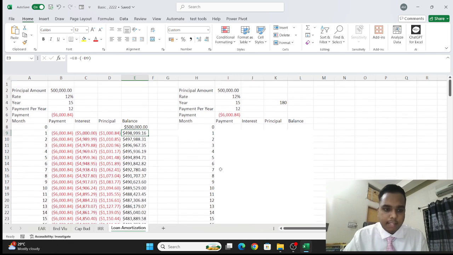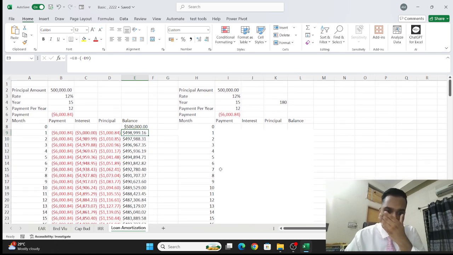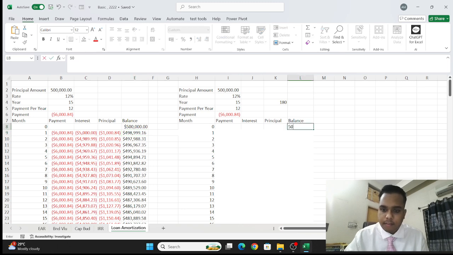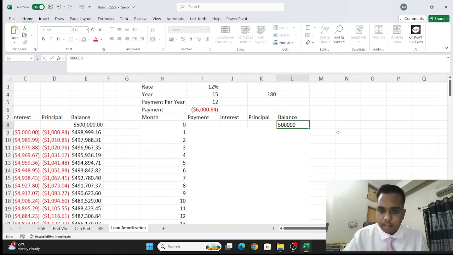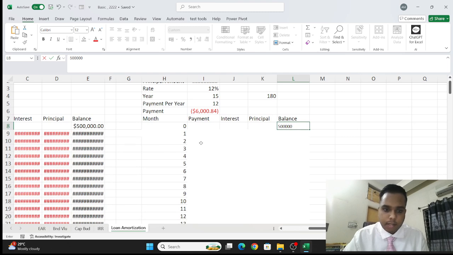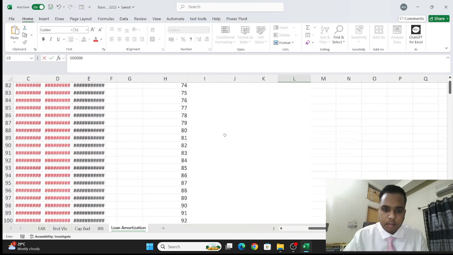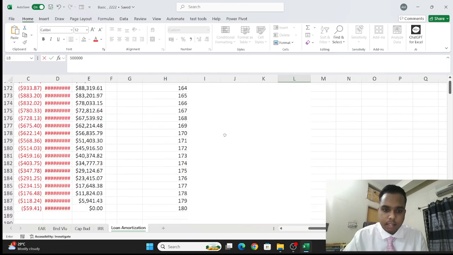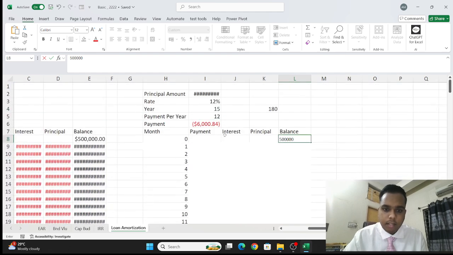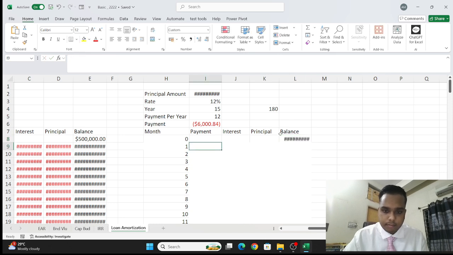So our next topic is the loan amortization table. We have this particular data. That means the principal amount is 500 lakhs. So the zero-period balance is 500 lakhs. Okay. So we have to calculate the payment, interest, principal, and balance for the year.